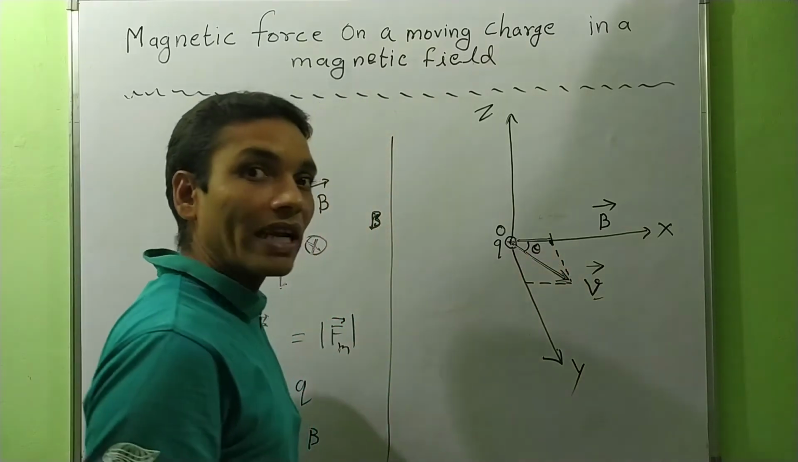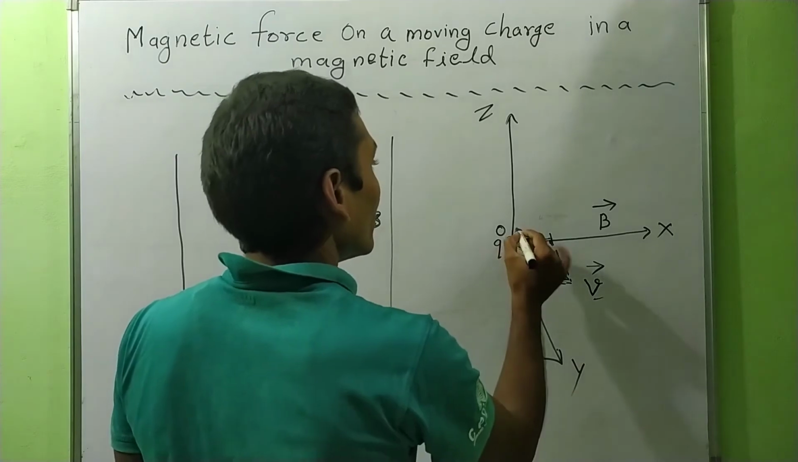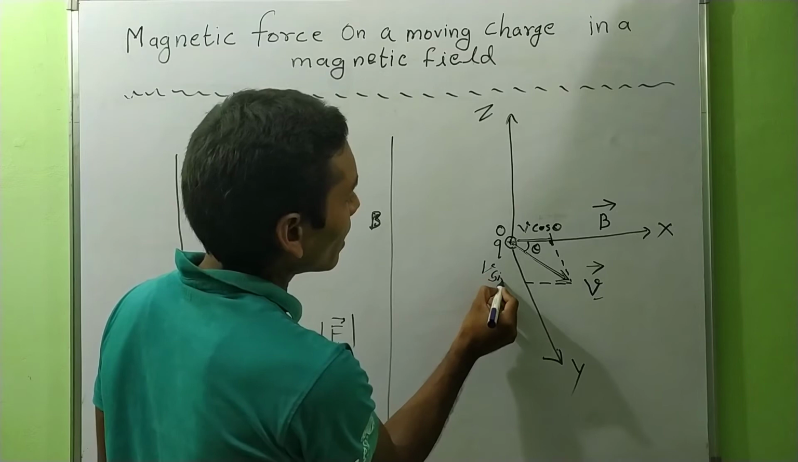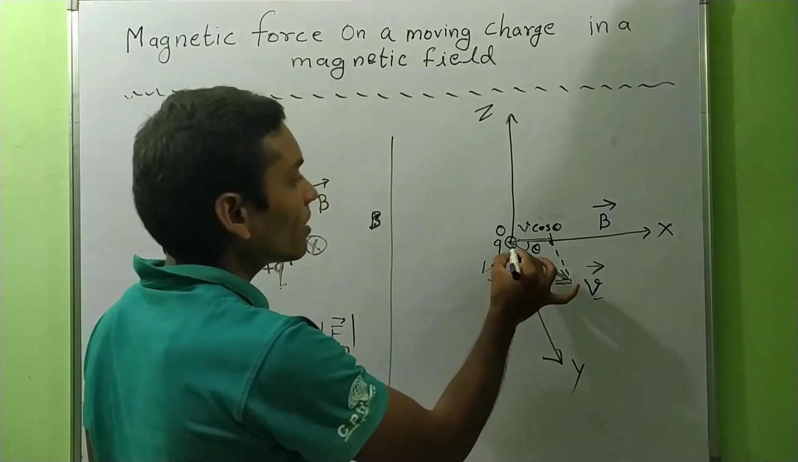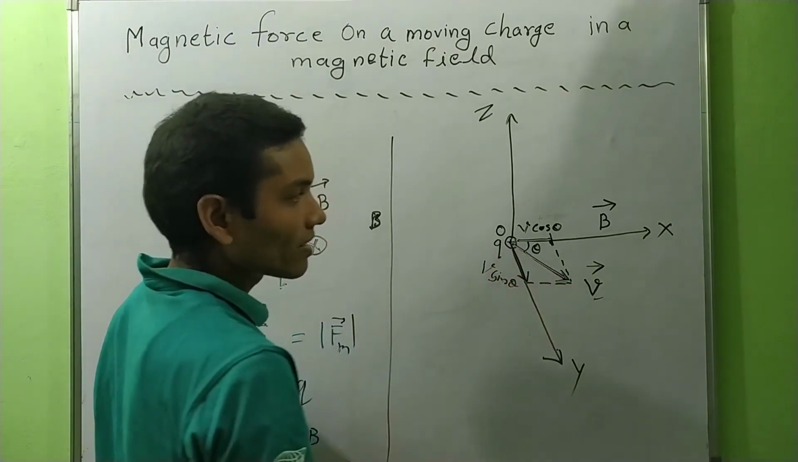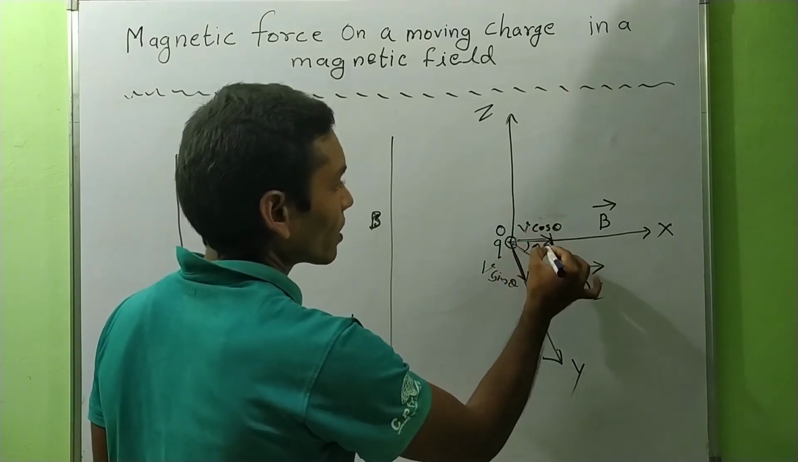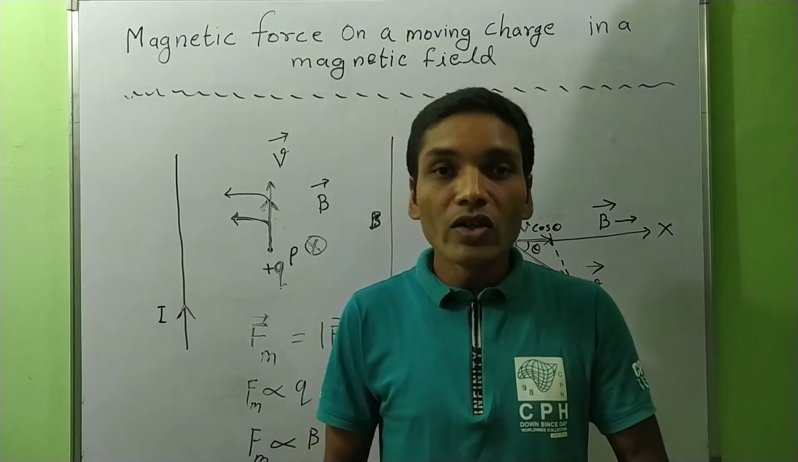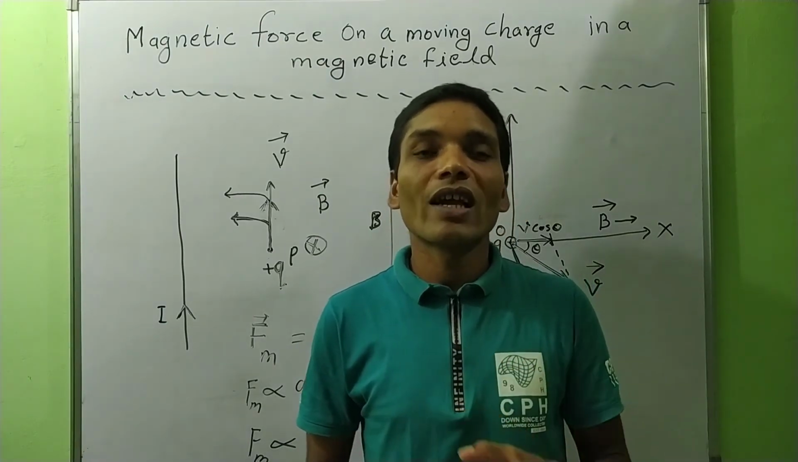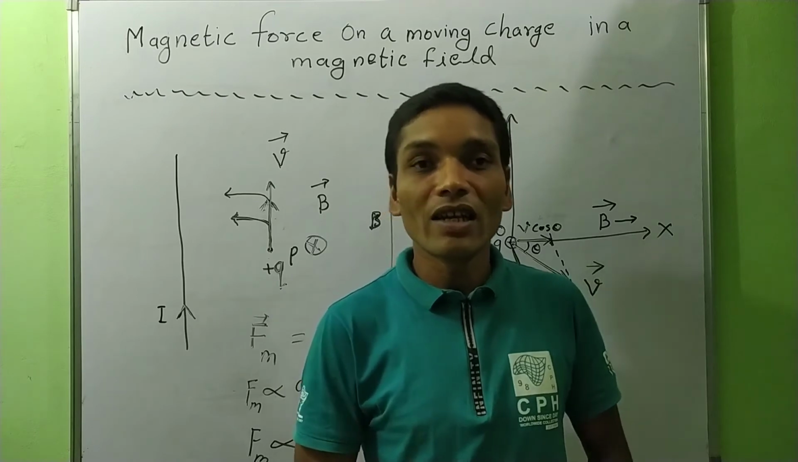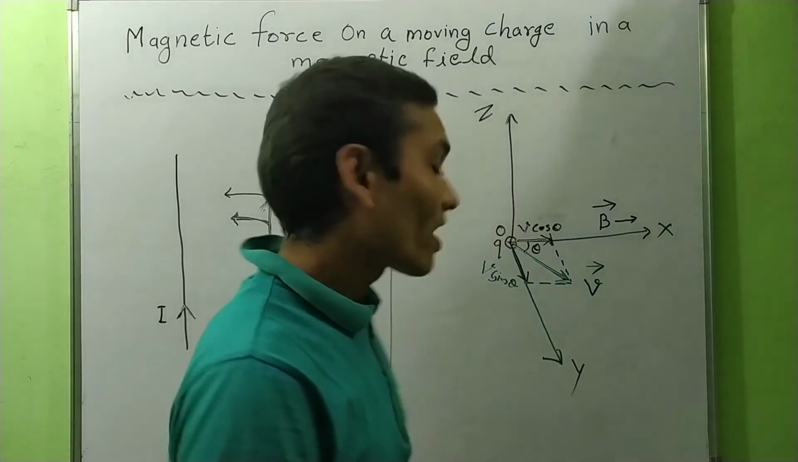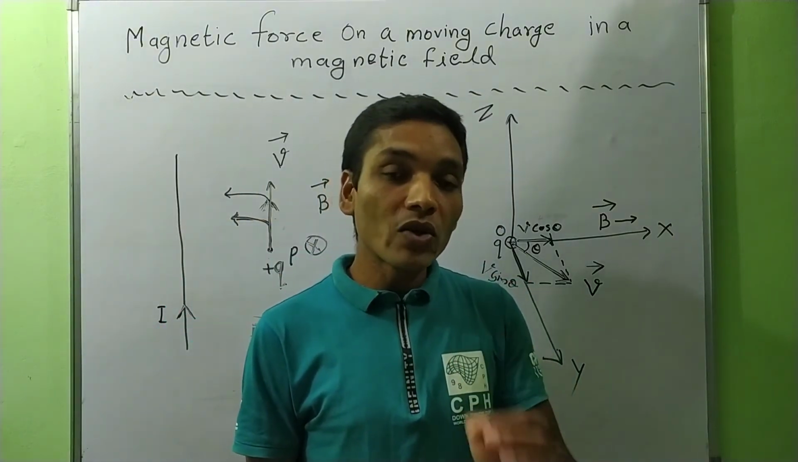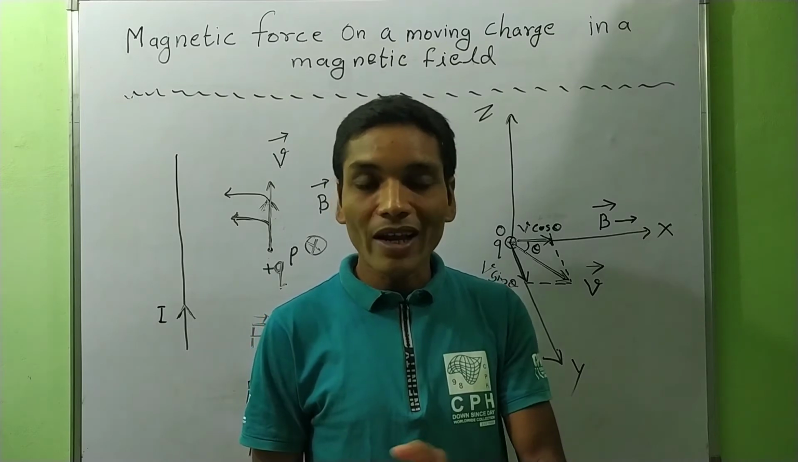The horizontal component of velocity will be v cos theta, and the vertical component will be v sin theta. This is the vertical component along this direction, and this is the horizontal component of velocity vector v. And the magnitude of the magnetic force acting on the charged particle in the magnetic field is also directly proportional to the component of the velocity perpendicular to the magnetic field.